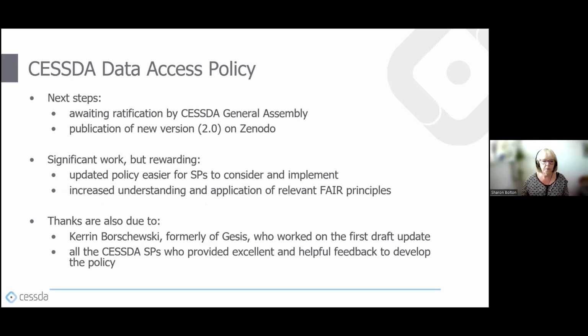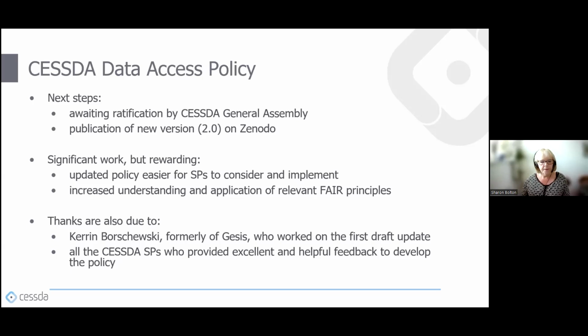It was actually very rewarding, because feeling that you were creating something that service providers could easily consider and implement was quite rewarding. And also it increased our understanding and application of the FAIR principles, looking at how the FAIR principles could be incorporated into all different kinds of archival practice and so on. So it was a very good learning experience for the Metadata Office staff concerned.